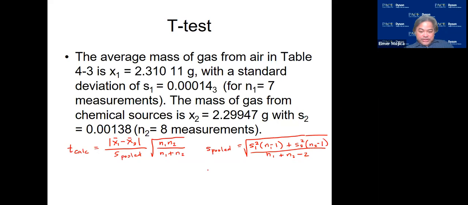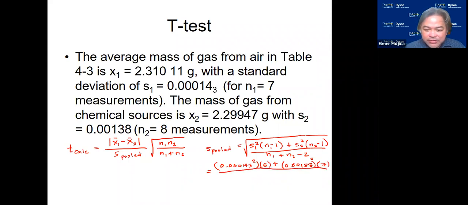Now we can do this one here. If we just replace whatever values we have: s1 squared, so that's 0.000143 squared, times 7 minus 1, which is 6, plus 0.00138 squared times 8 minus 1, 7, divided by 7 plus 8 minus 2, and then get the square root of everything.